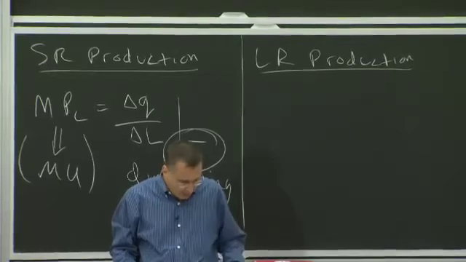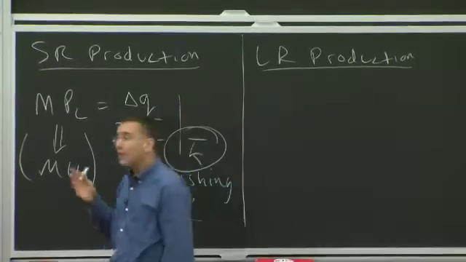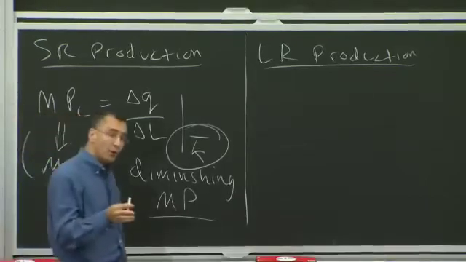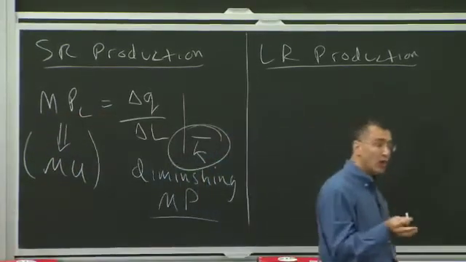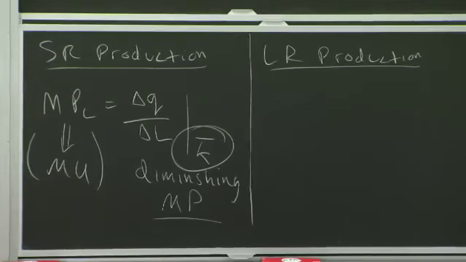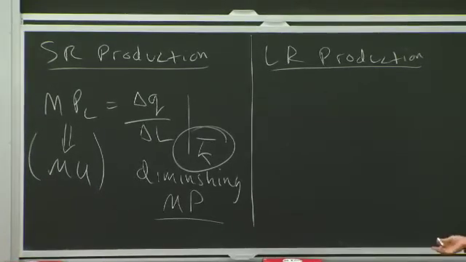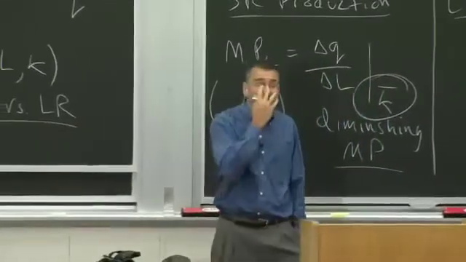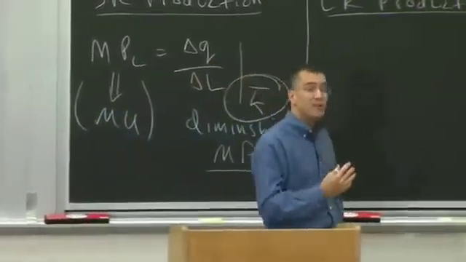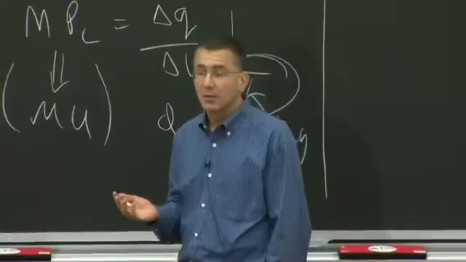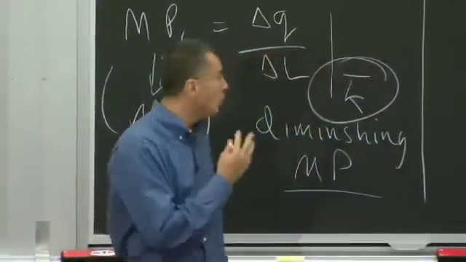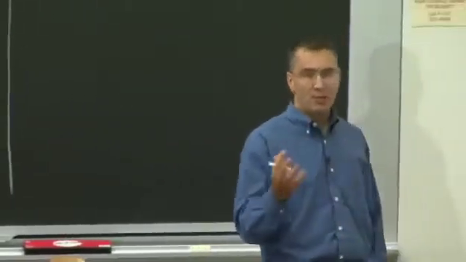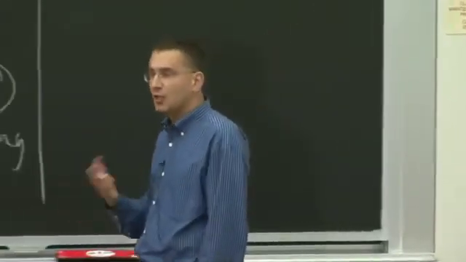Okay, now in the long run, all inputs are variable. That's how we define the long run. So now a firm doesn't just choose how many workers to hire or how many hours of labor to buy. It chooses both L and K and has to trade them off, just like you chose both pizza and movies and had to trade them off. So the long-run production theory is basically the same mechanics as utility theory.